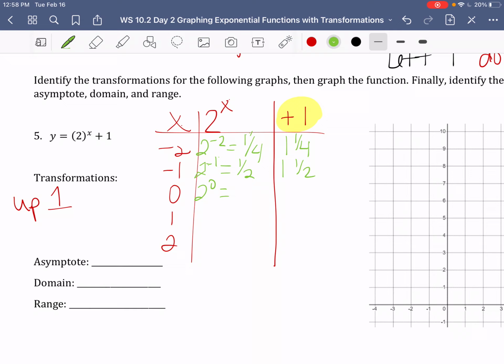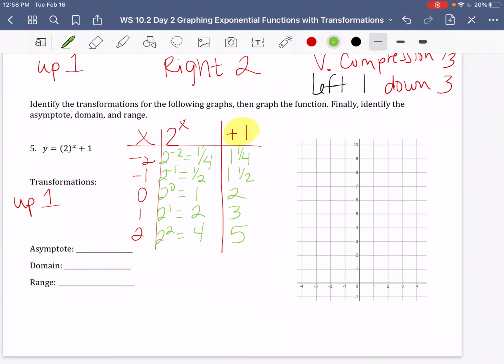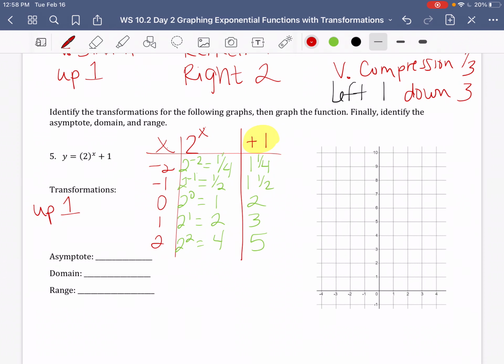2 to the 0 is 1. Add 1 is 2. So clearly things are getting bigger. 2 plus 1 is 3. 2 squared we know is 4. And that's going to give us 5. So then we just went over to our graph on Thursday and plotted our x and our y values the best that we could to show our exponential growth. Negative 1, 1 1/2.